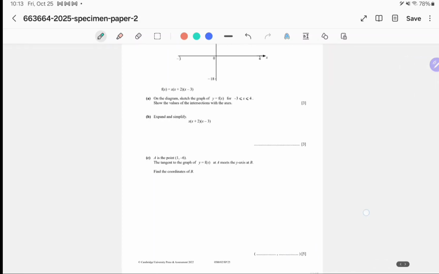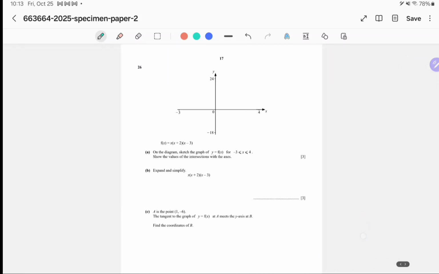Okay, next question, 26th question. f of x is given as x into x plus 2 into x minus 3. On the diagram, sketch the graph for y is equal to f of x, and show the values of intersection with the axes. For this graph, we will do it this way. I will write here first: x into x plus 2 into x minus 3, just equate to 0 to get the answers.